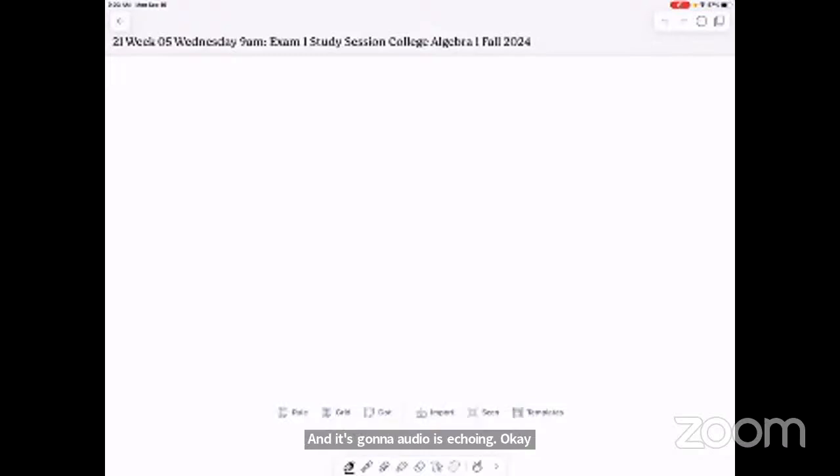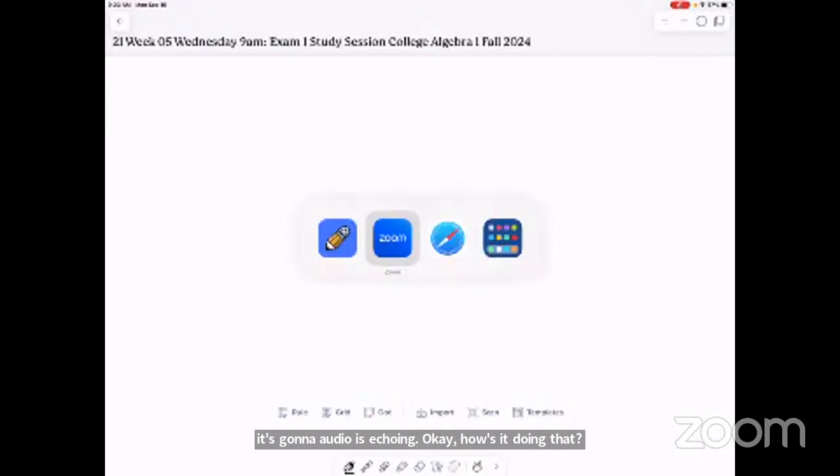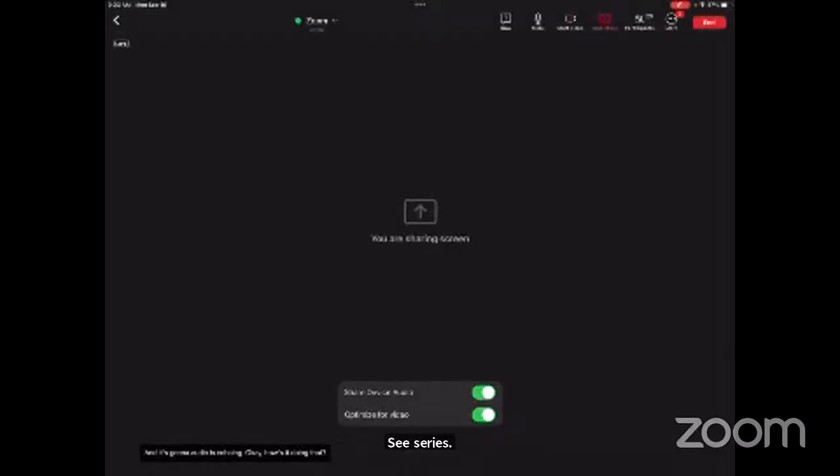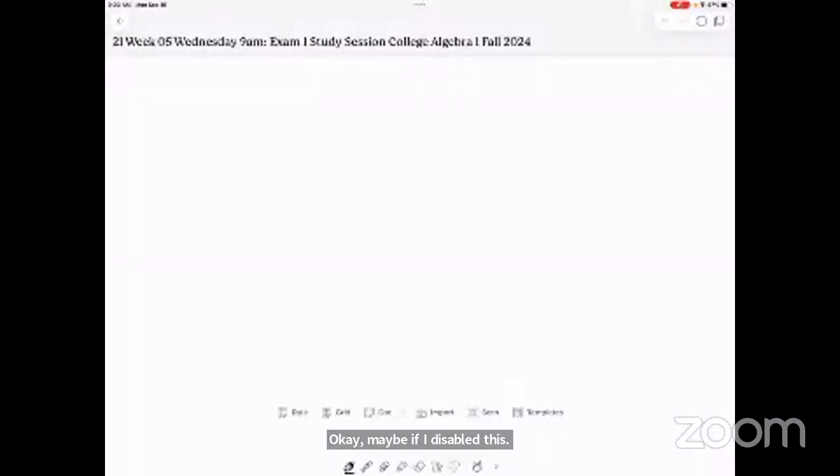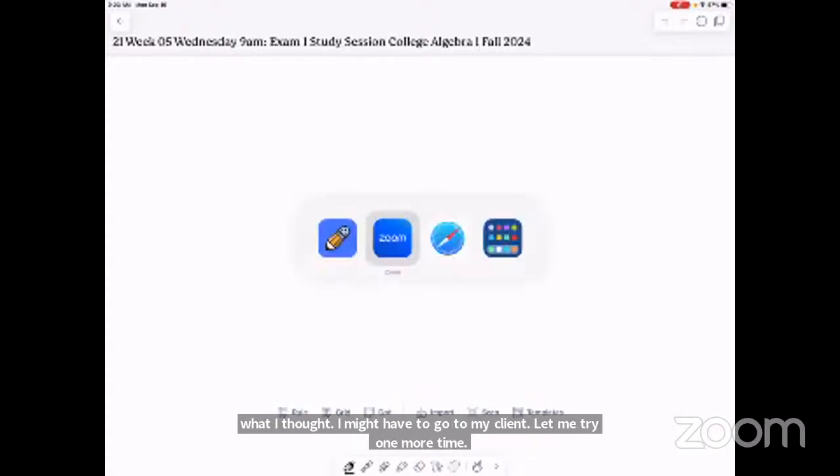Let's see. Let me see. Share. Okay, maybe if I disable this. Fix it. I don't hear it anymore. Did that sound a little bit better on my end? Cool. Okay, cool. So it's because I was sharing the device audio. Okay, that's good to know. Is it still echoing? Yeah, that's what I thought. I might have to forego the microphone. Let me try one more time. Okay. That's why I was pausing. I was like, sounds weird.